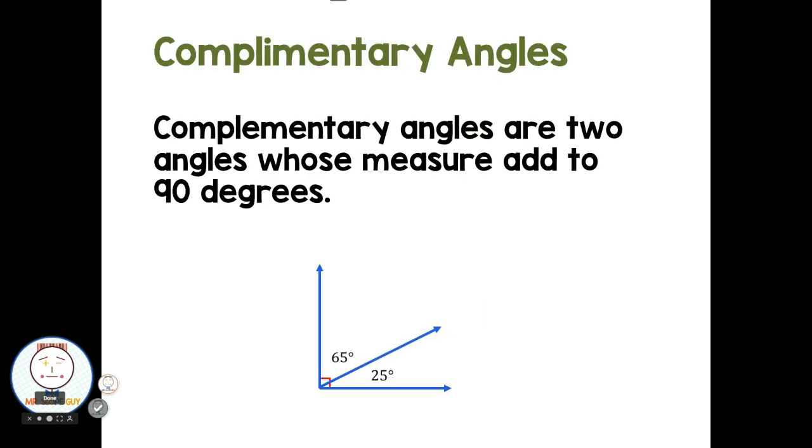So with angles, we have what are called complementary angles, and complementary angles are two angles whose measures add up to 90 degrees. It's kind of like where the floor meets a wall. It makes a 90-degree angle. Anytime we have complementary angles, we know that their measures have to add up to 90. So in this case, 65 plus 25 adds up to 90. These two angles are complementary.